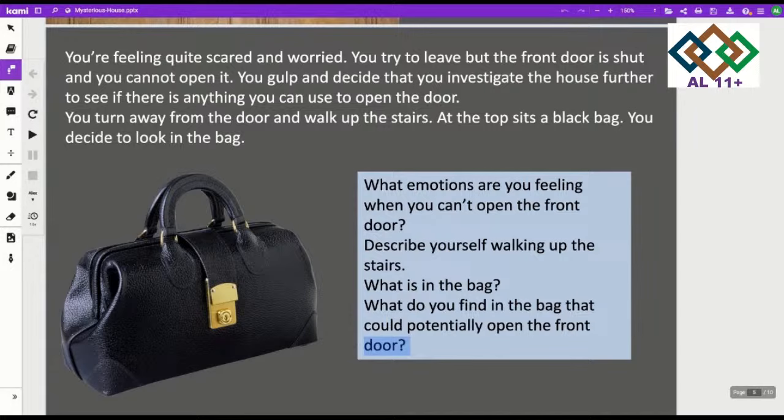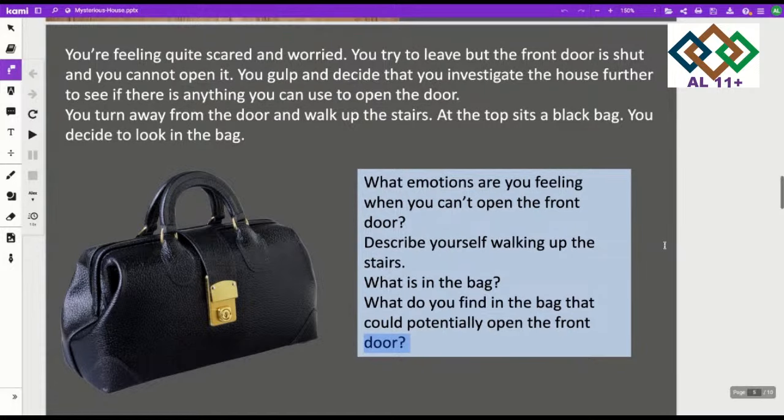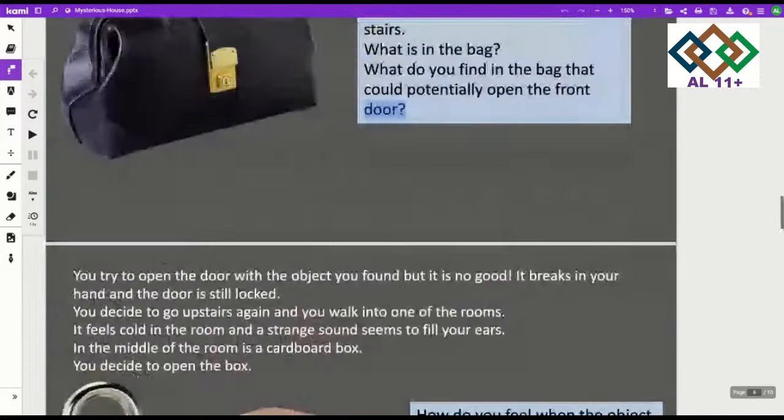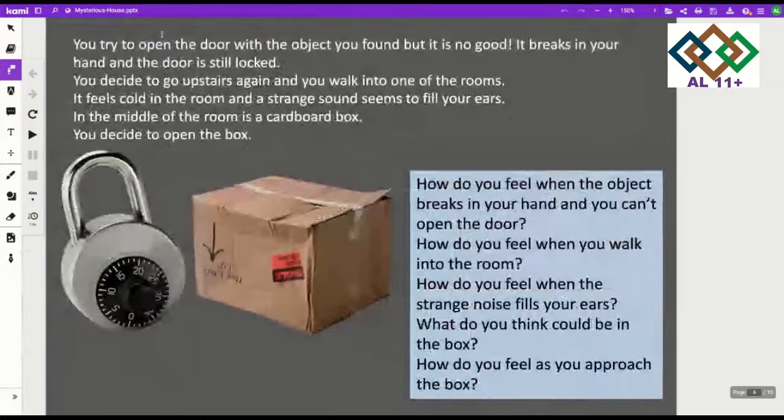Basically, now I'm going to tell you what other things we should be including in our creative writing. So this is what the next thing would be now. You are trying to open the door. You now try to open the door with the object you found, but it is no good. It breaks in your hand and the door is still locked. You decide to go upstairs again and you walk into one of the rooms. It feels cold in the room and a strange sound seems to fill your ears. In the middle of the room is a cardboard box. You decide to open the box.